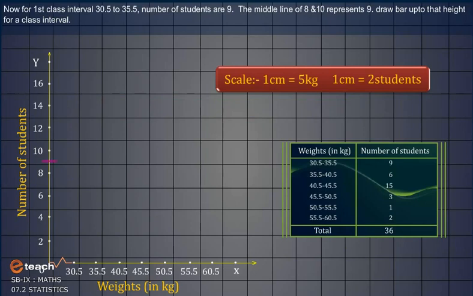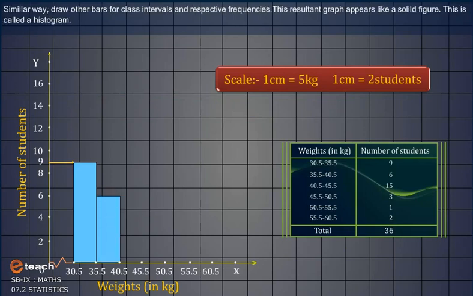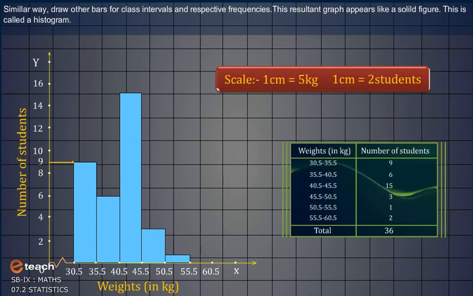The middle line between 8 and 10 represents 9. Draw a bar up to that height for the class interval. In a similar way, draw other bars for class intervals and respective frequencies. The resultant graph appears like a solid figure. This is called a histogram.